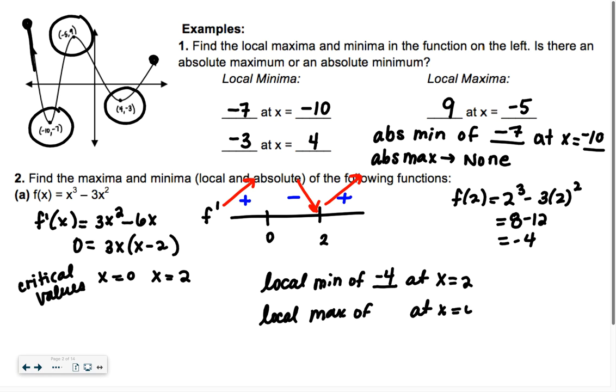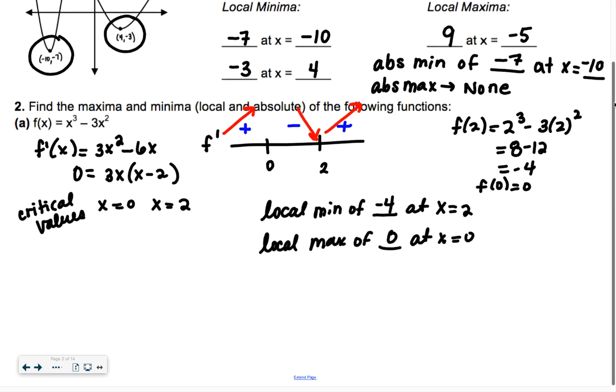Yeah, at x equals 0. Do you guys see how we're getting these values at 2 and at 0? Yeah, because it's going up and then down, right? So that has to be a maximum happening at 0. All right, and so we find that. We find f of 0, which is pretty easy. It ends up being 0, right? So local max of 0 at x equals 0.